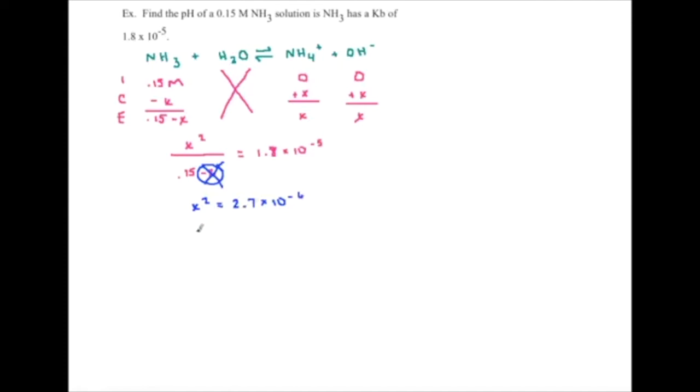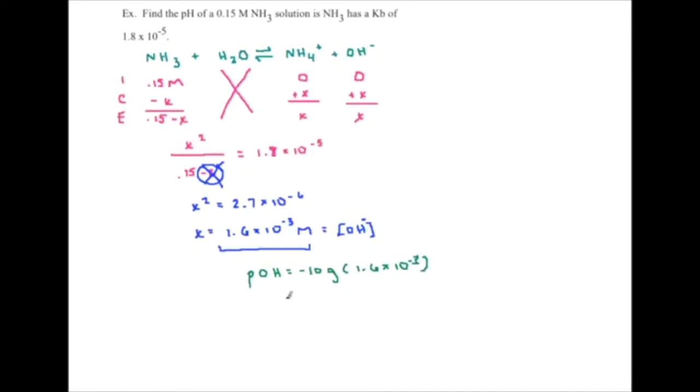Okay, and then I need to find the square root of that, so my X is going to end up being 1.6 times 10 to the negative 3rd molar. And so this is actually going to be my concentration. My X is my concentration of my hydroxide ions. And so what I can actually do is I can take that and plug it into my formula for pOH. I'm going to find the negative log of the 1.6 times 10 to the negative third.